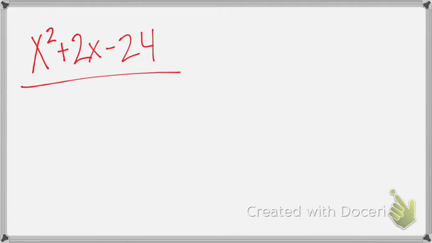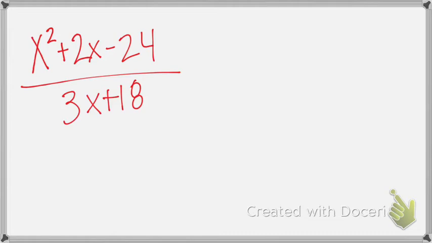All right, so we have x squared plus 2x minus 24 over 3x plus 18. Okay. It's not up there. All right. There are a few different ways we can solve this.